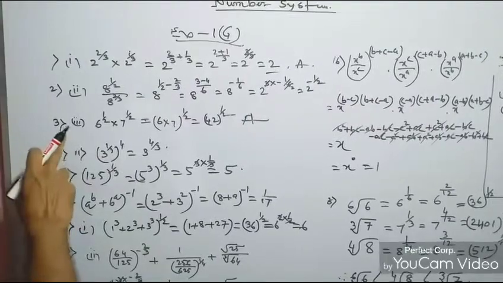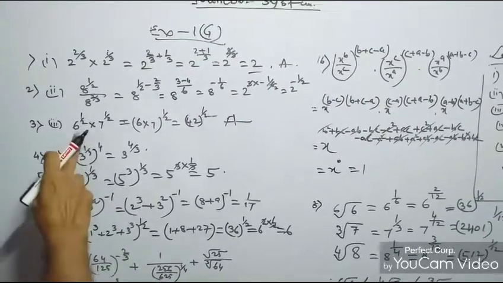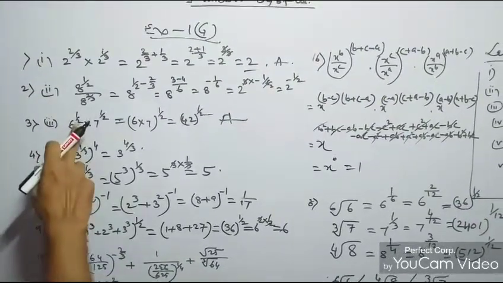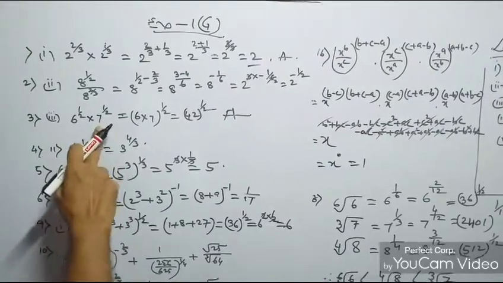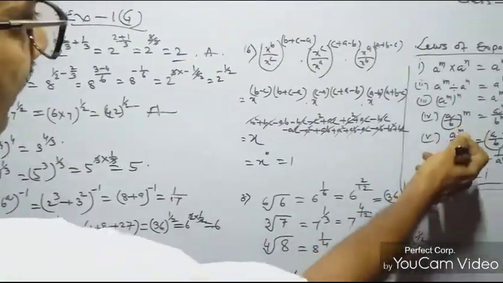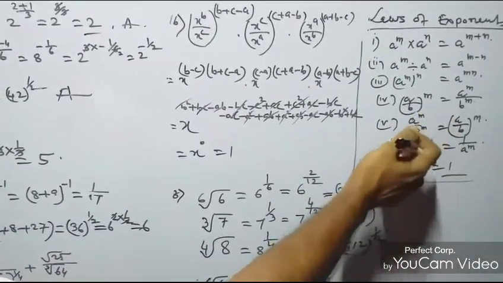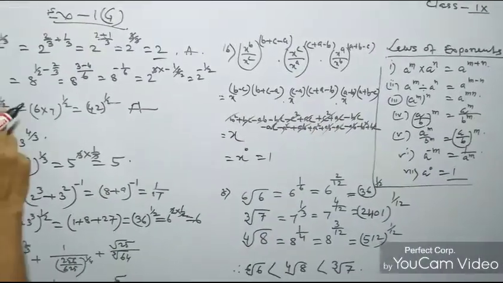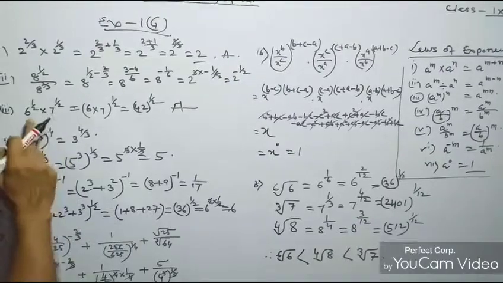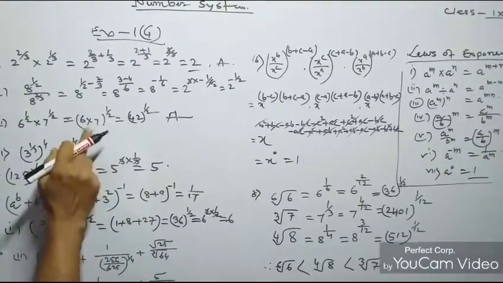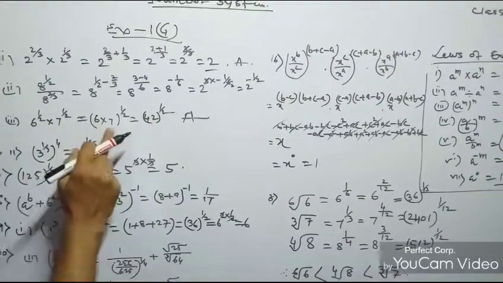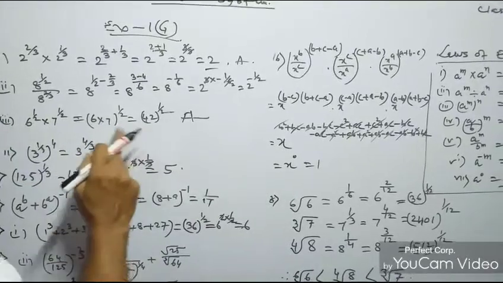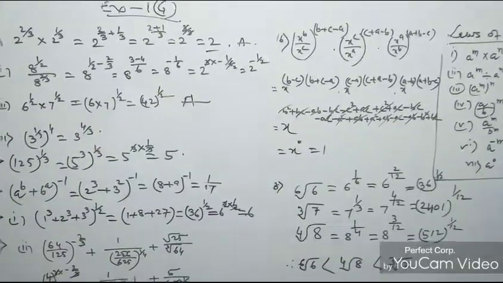Now number 3. See here, 6 to the power half into 7 to the power half. Here the bases are different, but their powers are the same. So here they will be multiplied, and this can be written as (6 into 7) to the power half, and that is 42 to the power half.